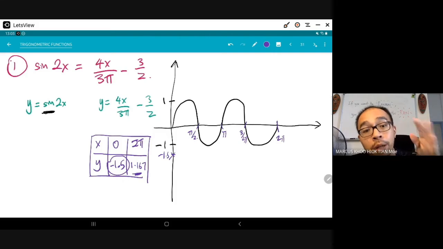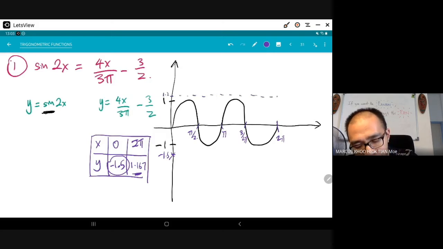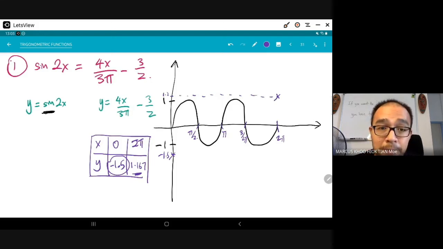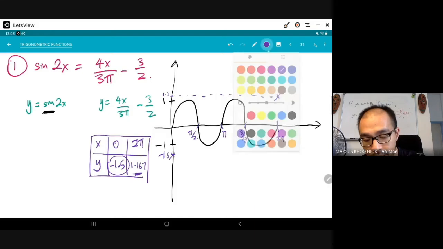So approximately 1.2. Maybe 1.2 is about here. You can approximate, no problem. This is a sketch only. If you're drawing a graph, you cannot approximate. But because this is a sketch, the important thing is the information that goes into it. And so what do you do with those two plots? You draw a straight line to connect them.